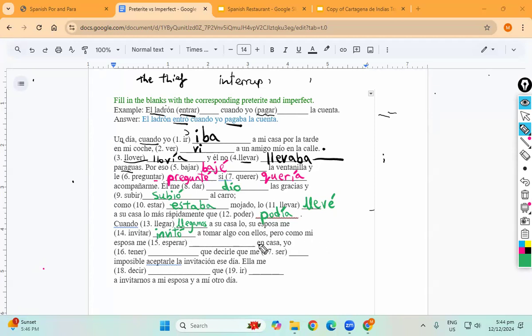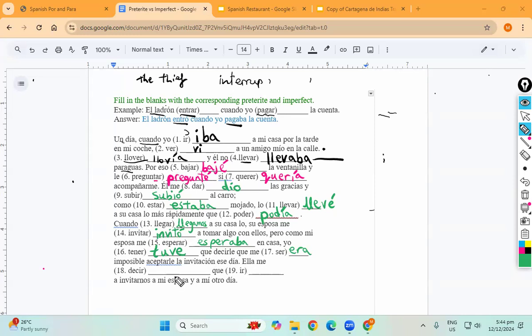Pero como mi esposa, but as my wife was waiting on me, so she esperaba, that is going on for a while, en casa, at home, right? I had to tell her that it was impossible to accept the invitation that day, right? So I'm going to put this as simple past tense. Tuve, right? Tener has an irregular preterite. Quiere decirle que me era imposible. It was impossible because we're describing a condition to accept the invitation that day.